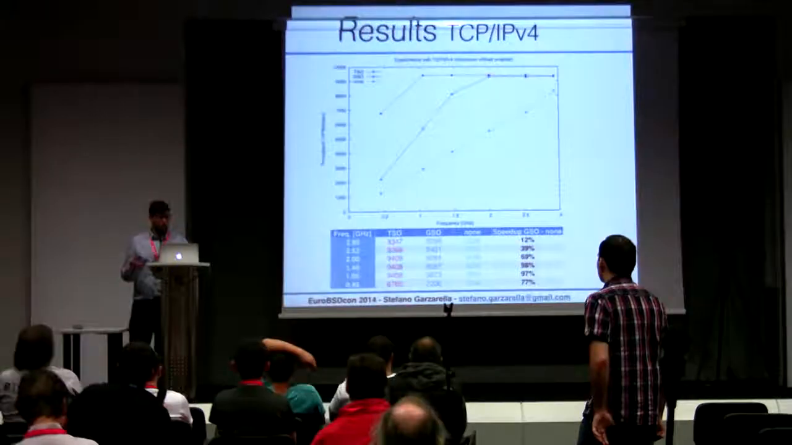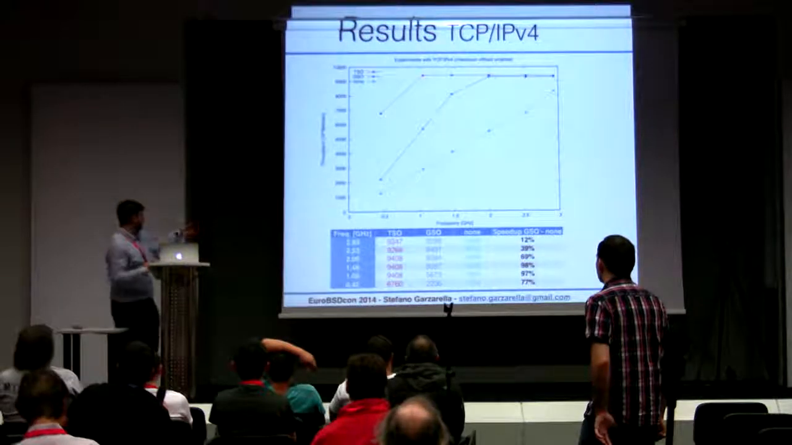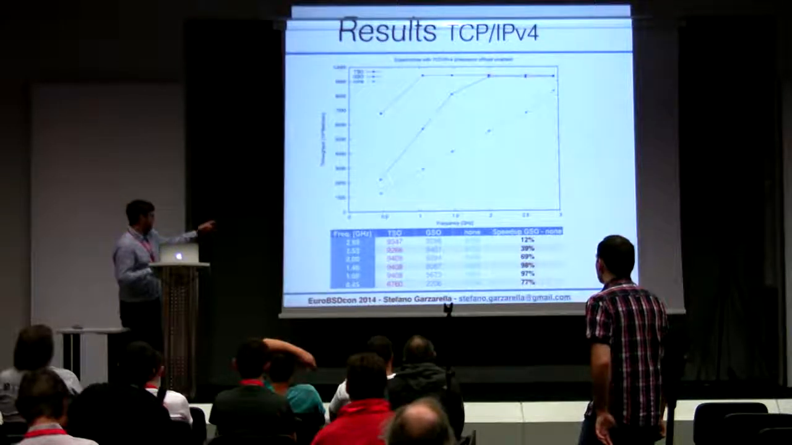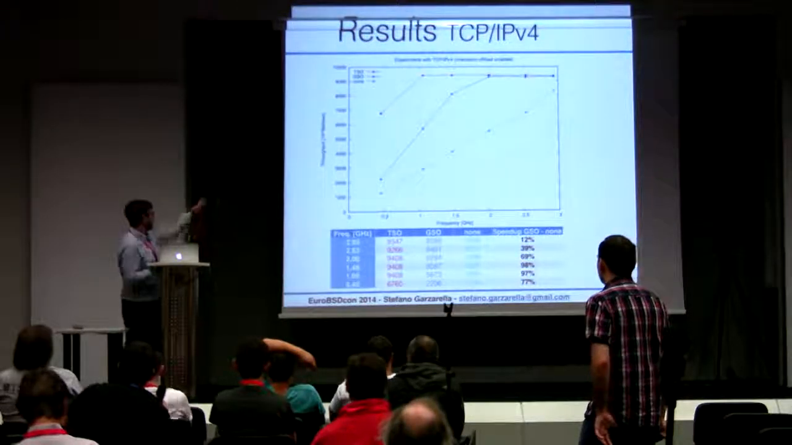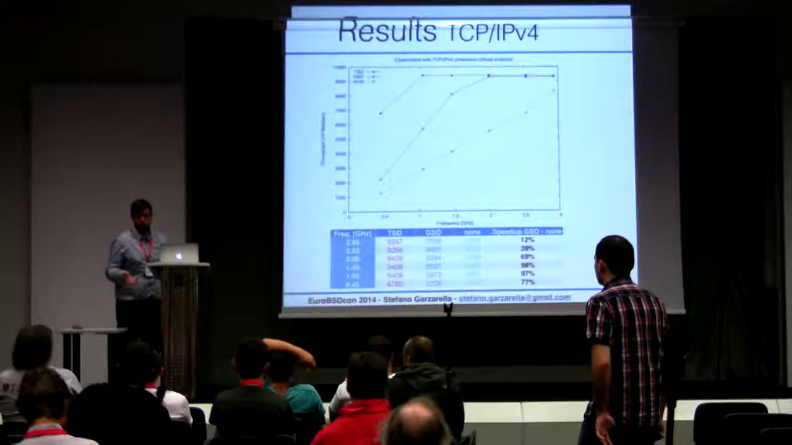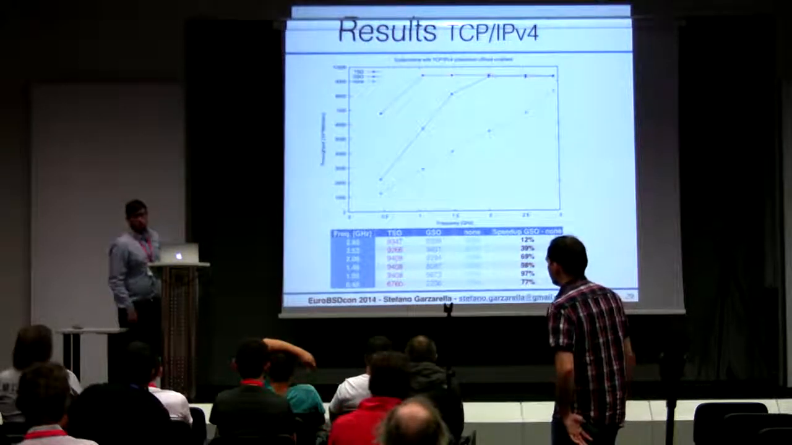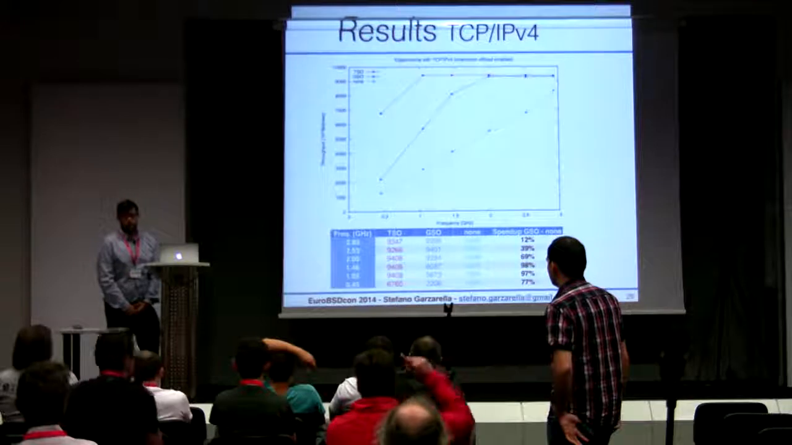I was just wondering, why is GSO so much faster than non-offloading at lower frequencies than higher? Like at 1.5 gigahertz it was twice as fast, but at 2 gigahertz it wasn't that fast. Do you have any idea? Because at 2 gigahertz the bottleneck is the 10 gigabit link. Yeah, the link is saturated. Oh, okay, thanks.